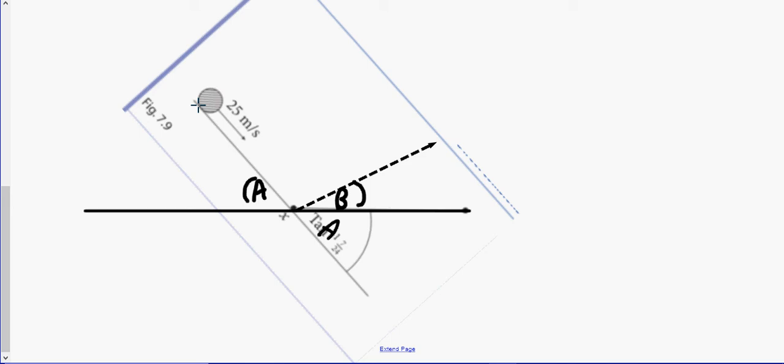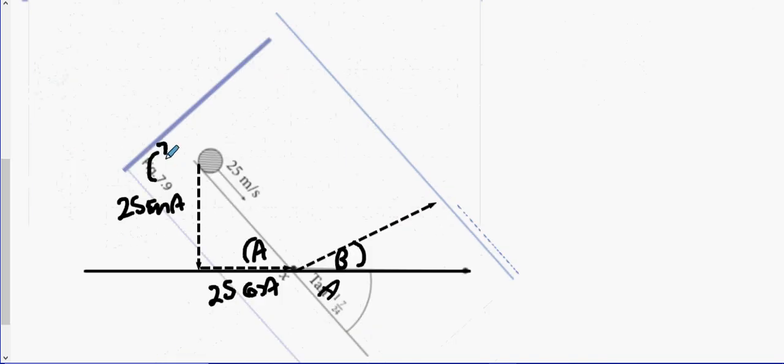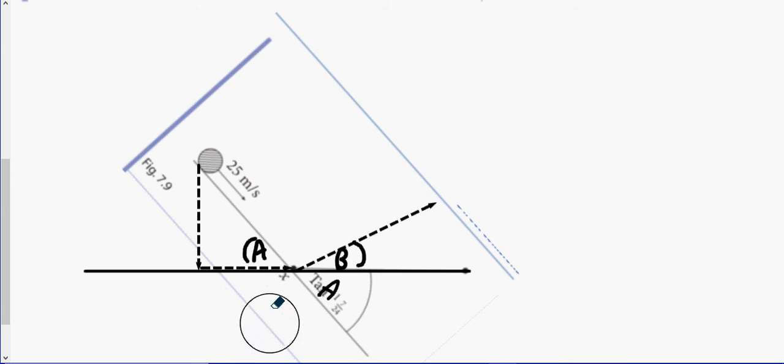Let's see what way it's going down and across for me. Here's what we're going to do. 25 cos A, and this is going to be 25 sine A. And we know that sine A is 7 over 25. We know that cos A is 24 over 25. Look, for me, that means 7 down, 24 across when you multiply it out. 7 on its way down, 24 across.